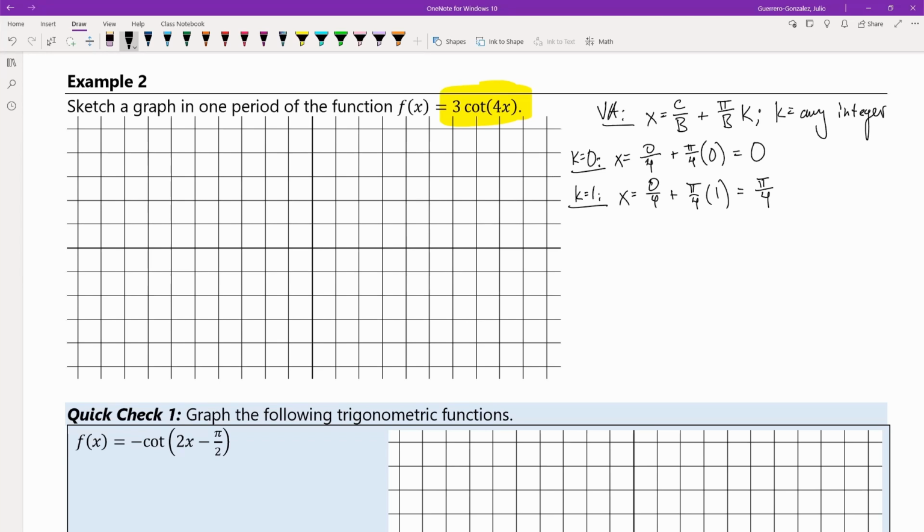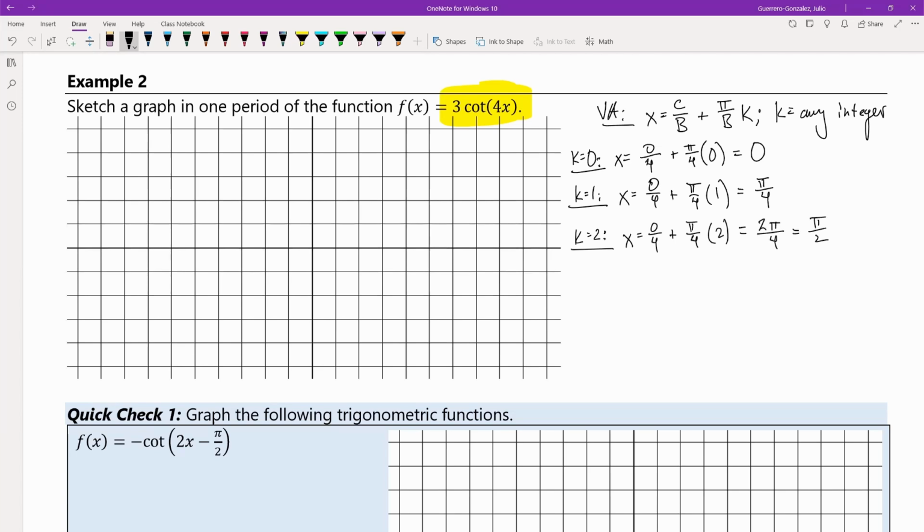Okay? Next one, k equal 2. So notice, remember how I said, this is any whole number? So I'm going in order, 0, 1, 2. x is equal to 0 over 4 plus pi over 4 times 2. This is going to be 2 pi over 4, which is equal to pi over 2.